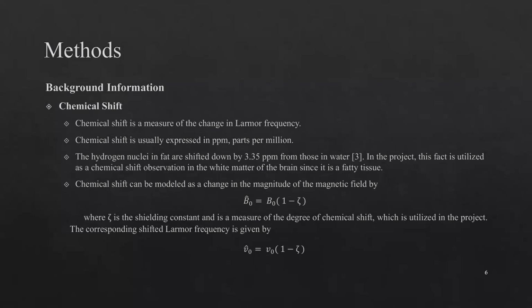Chemical shift is a measure of change in normal frequency, which refers to the rate of precession of the magnetic moment of the proton around the external magnetic field due to the chemical environment of the imaged nucleus. Chemical shift is usually expressed in ppm. For example, the hydrogen nuclei in fat are shifted down by 3.35 ppm from those in water.